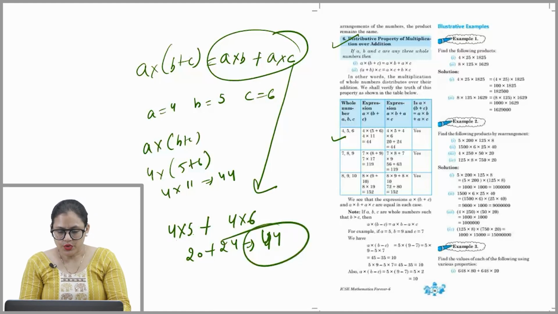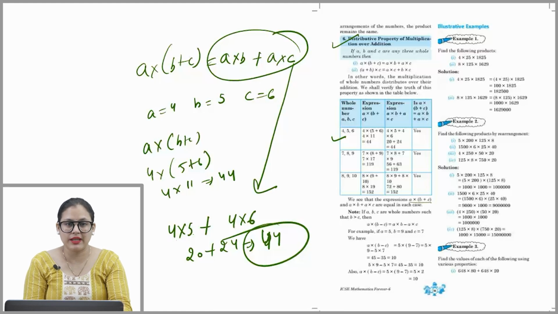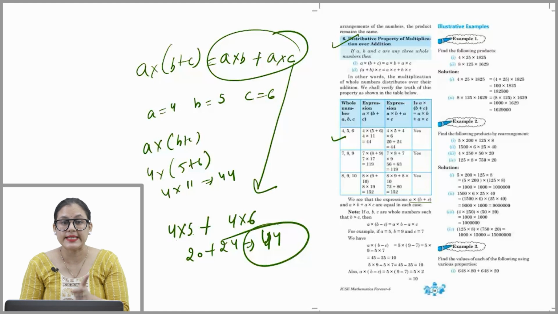So we see that the expressions a into (b plus c) and a into b plus a into c are equal in each case. Note, if a, b, c are whole numbers such that b is greater than c, then a into (b minus c) is equal to a into b minus a into c. For example, values of a, b and c are given. Then we will find that this side is equal to this side.